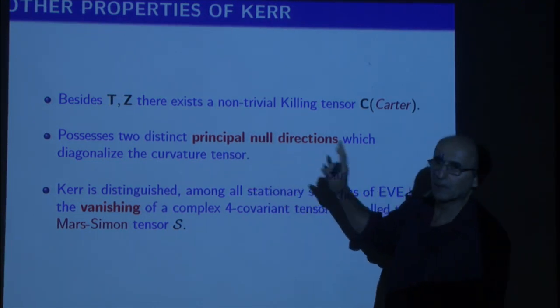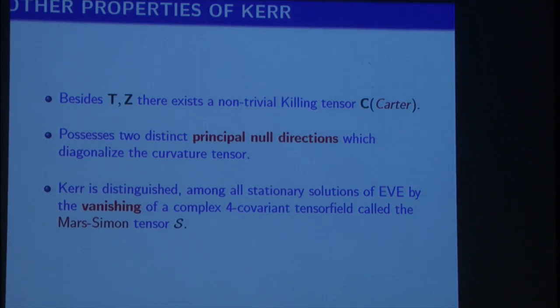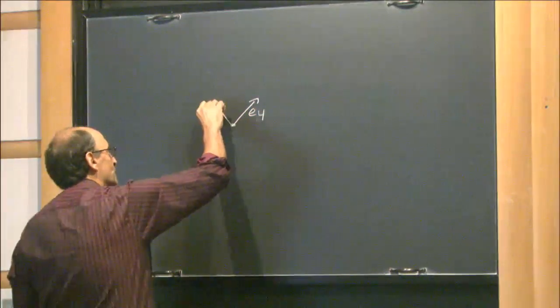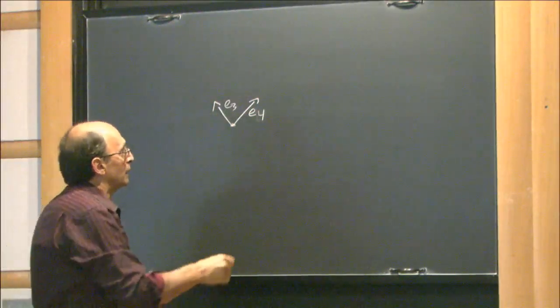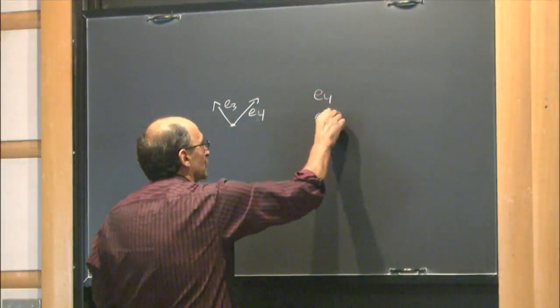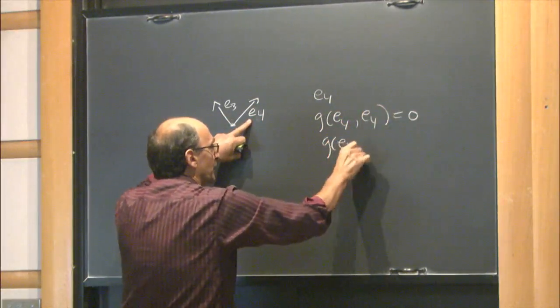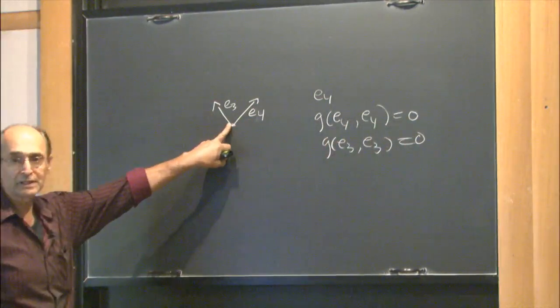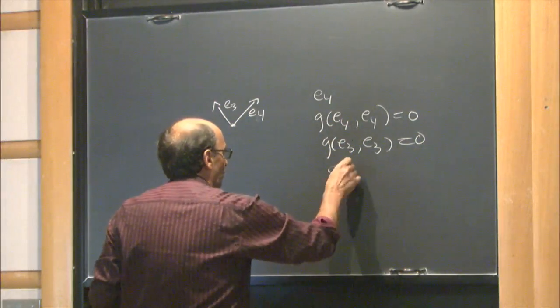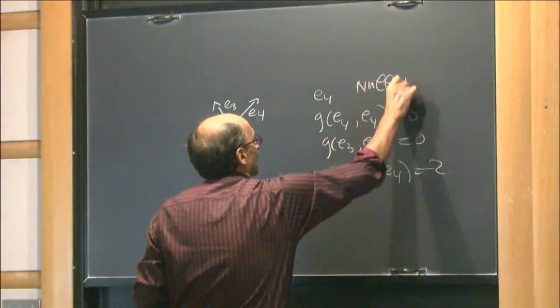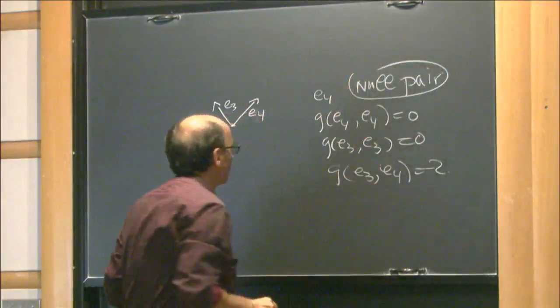It possesses two distinct principal null directions. So let me say a few words about this. What that means is that at every point on Kerr, I can identify two directions which are null. So there is a direction, in other words a vector, which I call E4, and another one which I call E3. E4 is null. What that means is that g applied to the vector E4 equals 0. The same thing holds for E3. So the two are null vectors, and you can also normalize them so that their product equals minus 2, and I call this a null pair. This is something that will play a role in my second lecture.